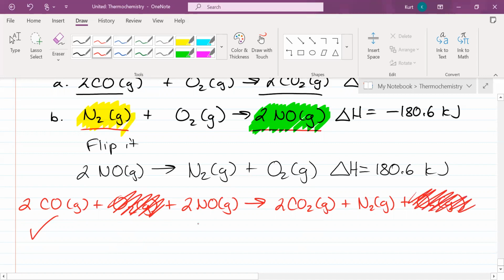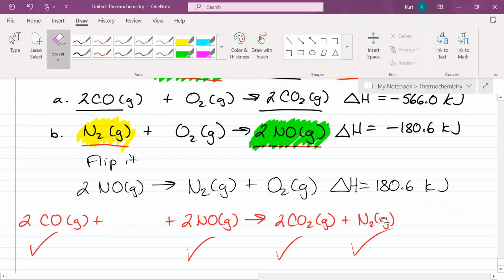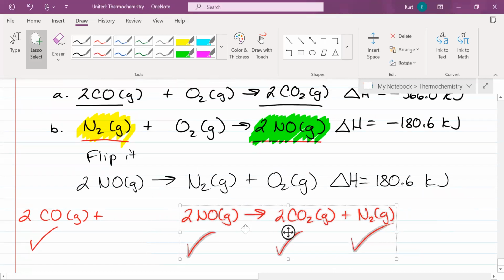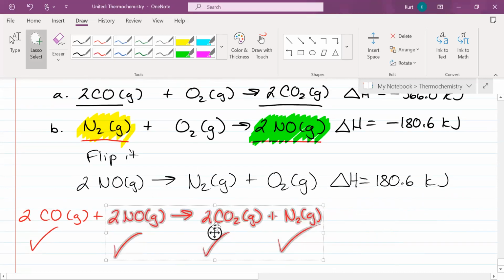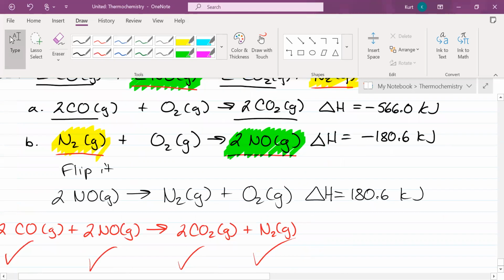Okay, Kayla, do you see nitrogen monoxide anywhere else in the equation? No, so that gets to stay. And everything else gets to stay too. So let's just erase that oxygen, get it out of the way. Let's lasso this guy. Pull it over there. Is this equation now identical to the main equation? Yes, it is.